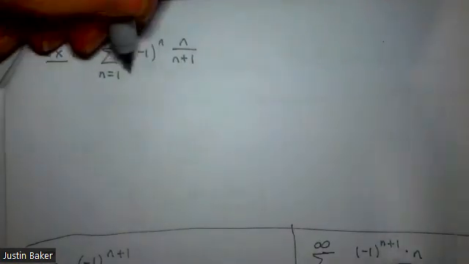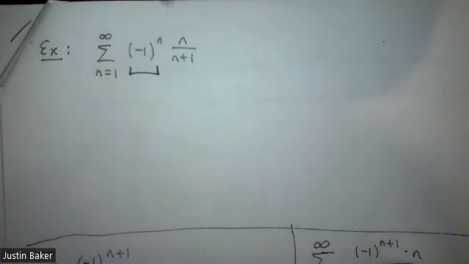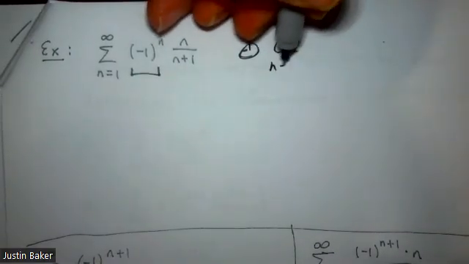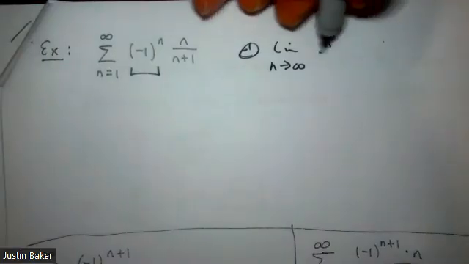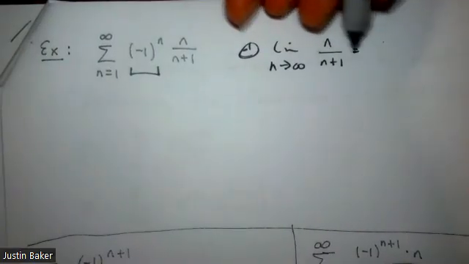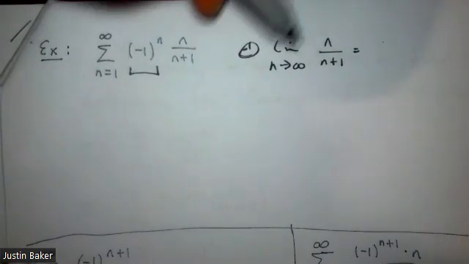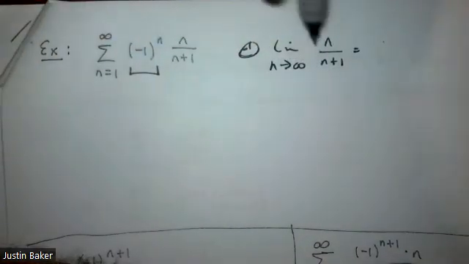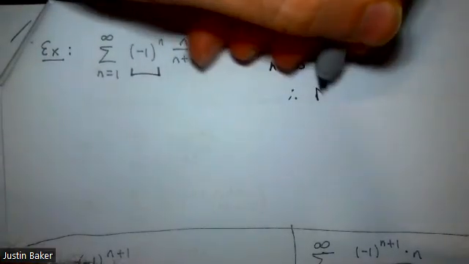All right, so this first one is your alternator. And then the first thing we're going to want to do is the limit as n goes to infinity for n over n plus 1. All right, so as we head to infinity in both of these, this plus 1 doesn't mean anything. So this is really n over n. So this limit is heading to 1. And that doesn't work, right? That's not 0.